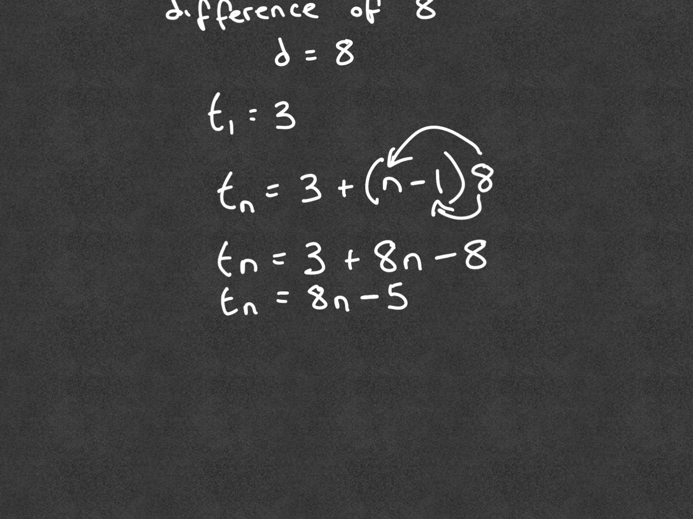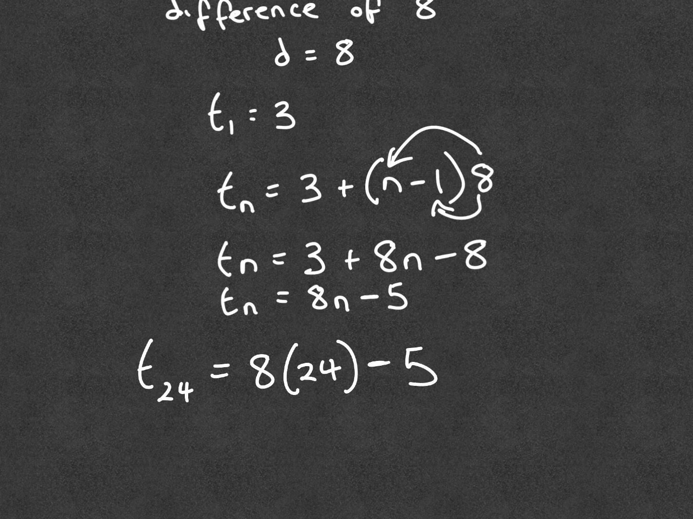If, for example, we wanted to find the 24th value in this series, we can substitute. Term number 24 in this sequence is going to be equal to 8 multiplied by 24, take away 5, and when we do that sum, we get 187. So 187 would be the 24th term in this arithmetic sequence.